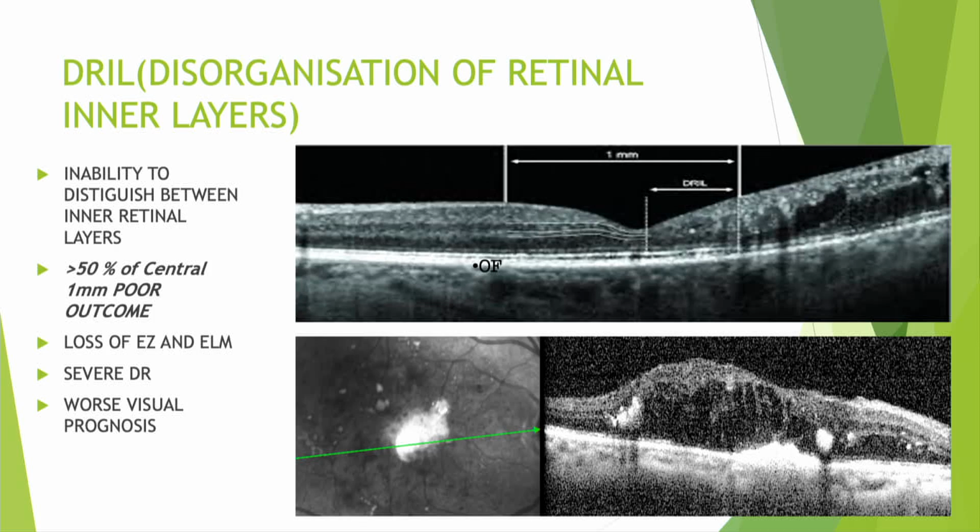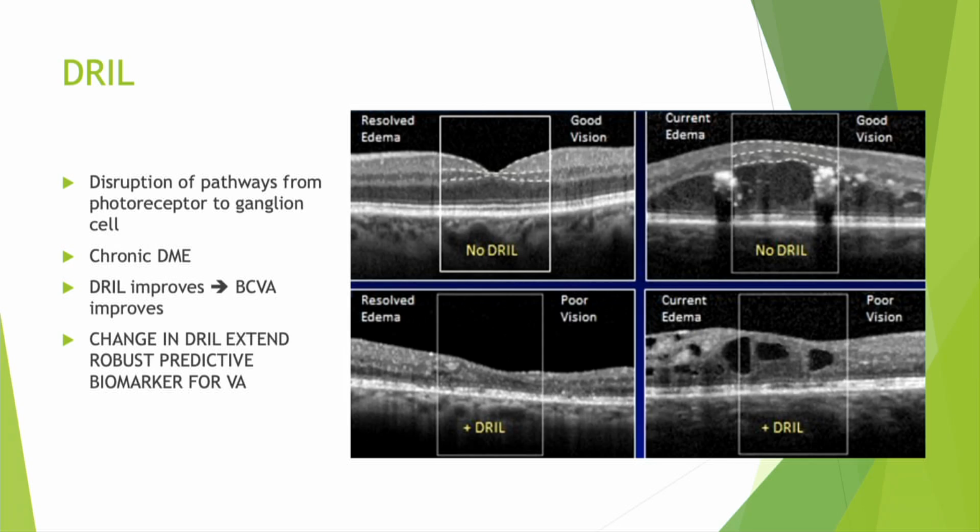in severe forms of diabetic retinopathy associated with loss of outer retinal layers as well, and usually has a poor visual prognosis. Like in this patient where DRIL was present, even though the anatomical response to the anti-VEGF therapy could be good, your visual response is suboptimal.